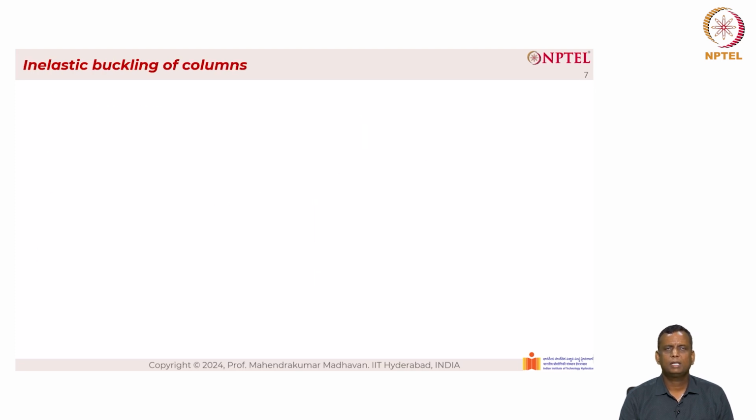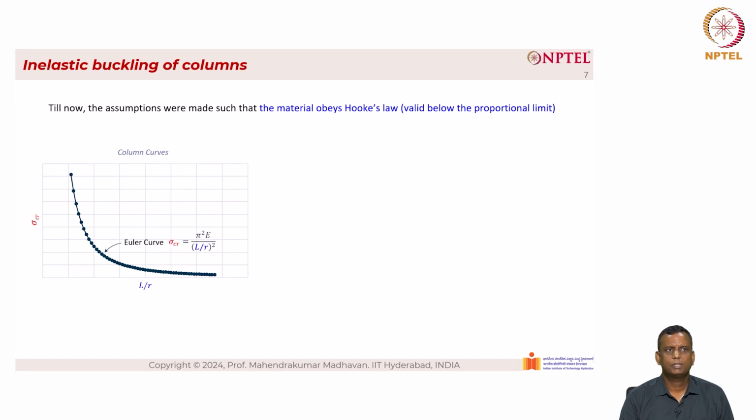So, inelastic buckling of columns. Till now, the assumptions were made such that the material obeys Hooke's law, valid below the proportional limit. As you can see from the curve here, we have L by R as the slenderness ratio at the x-axis and sigma critical at the y-axis. We have an Euler curve, which is a parabolic curve, described as sigma critical equal to pi square E by L by R the whole square. Now there is a cutoff point, which is when sigma critical is equal to sigma y, it reaches the maximum strength of the material.